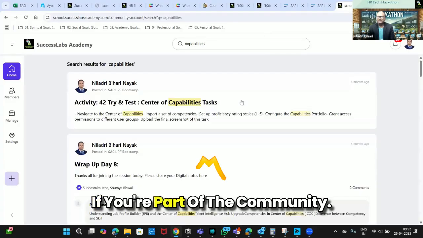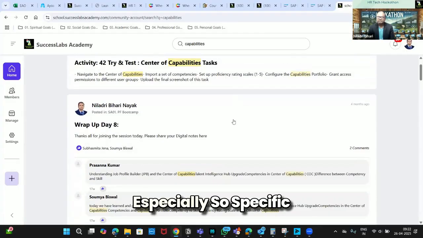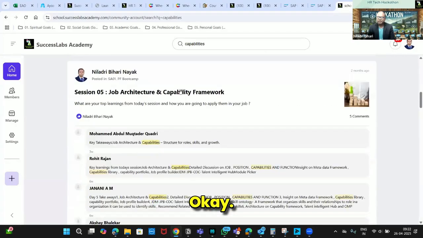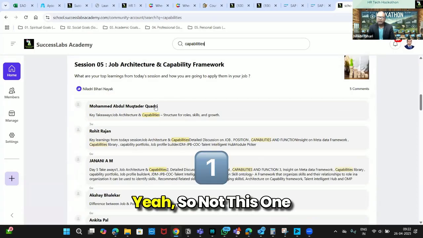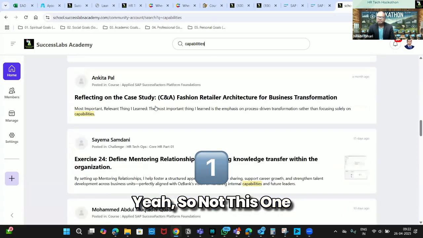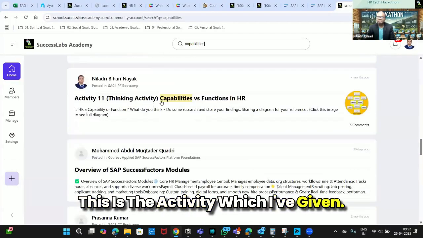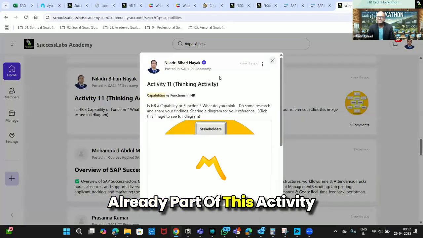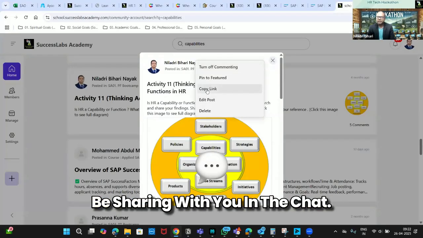If you're part of the community, we had given a lot of activities here, specific to capabilities. If you search by capabilities, not this one. In one of the boot camps, this is the activity which I had given. I will be repeating this activity for all of you. If you're already part of this activity, you will find this link. I will share it in the chat.